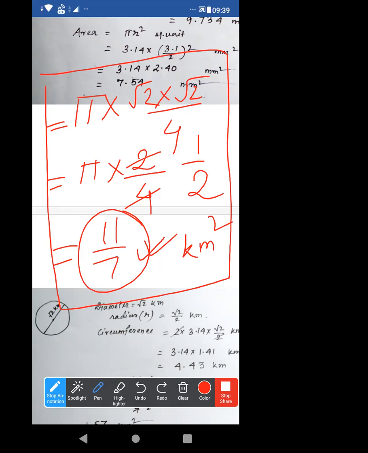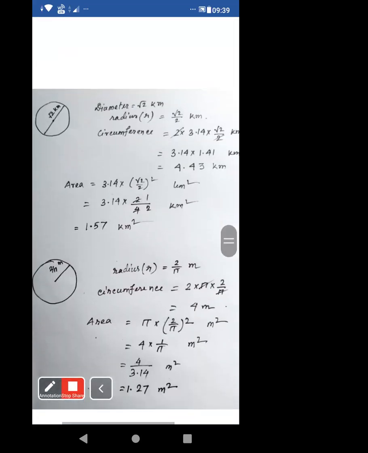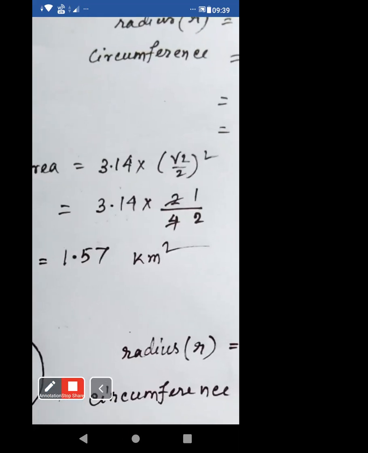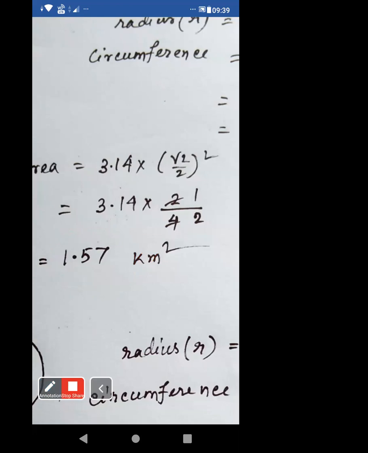Now just look, I am showing you the answer also. Just check whether this one is coming or not. It is 1.57. I am not showing you the decimal calculation. Now, C and D.